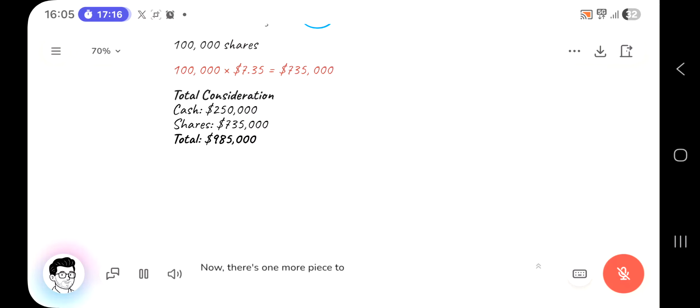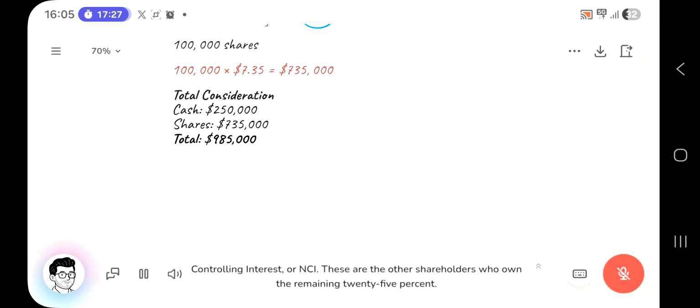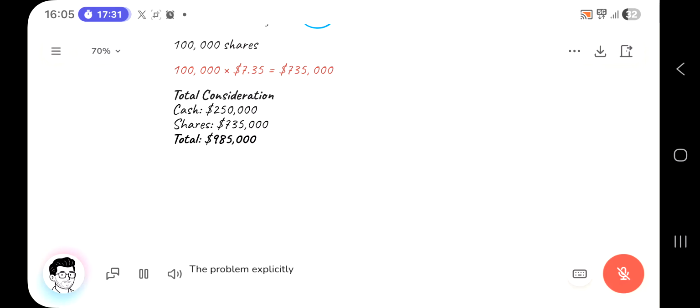Now, there's one more piece to the what we paid puzzle, the non-controlling interest, or NCI. These are the other shareholders who own the remaining 25%. The problem explicitly tells us the fair value of the NCI at that date. Can you spot that number in the text?